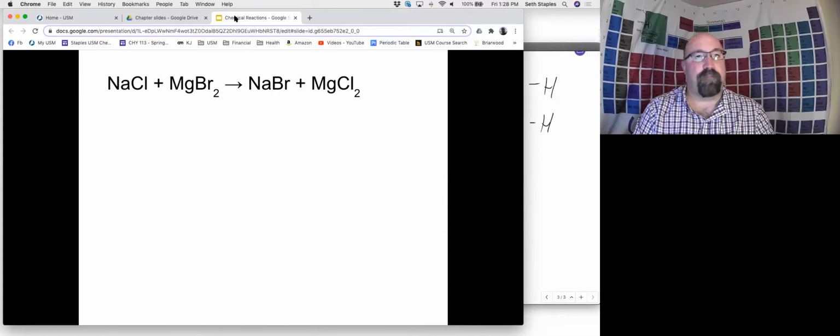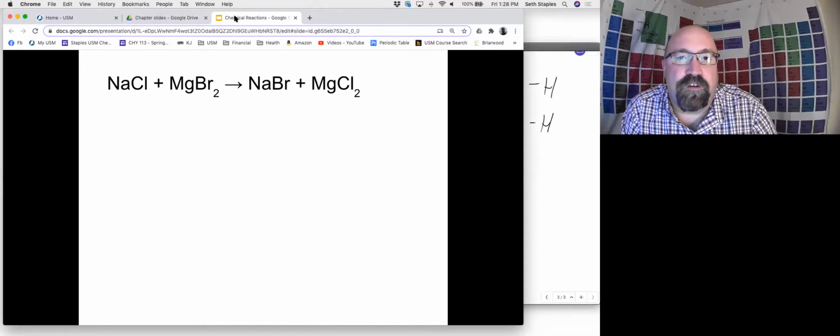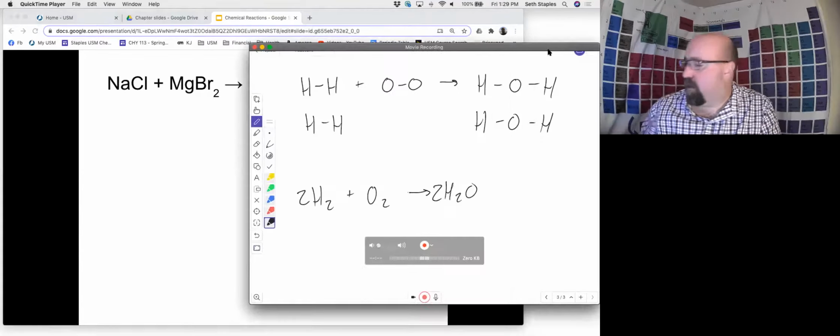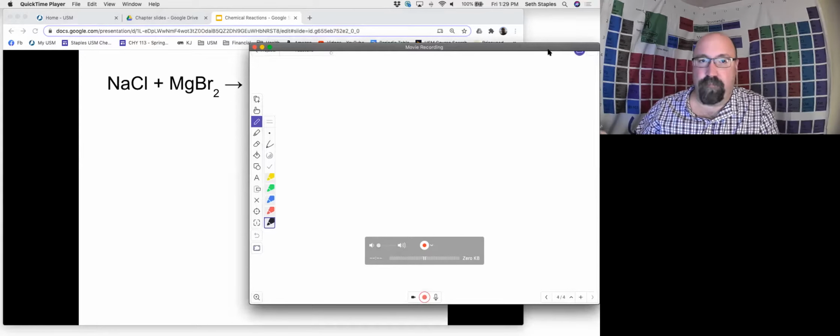And so here's another example. So here we have some NaCl plus MgBr2. And we'll look more at reaction types at a later time. So NaCl plus MgBr2 is going to form NaBr and MgCl2. And so this is sort of a classic double displacement reaction. Actually, let's take a peek at this now. I want to show where this is coming from.